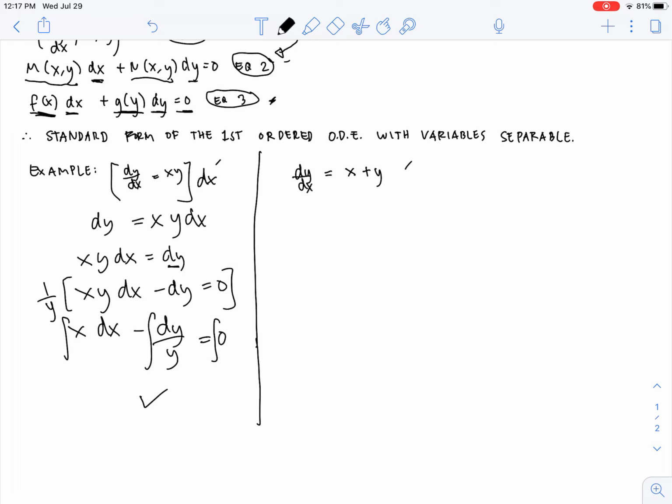Okay, so for the next example, dy over dx is equals to x plus y.